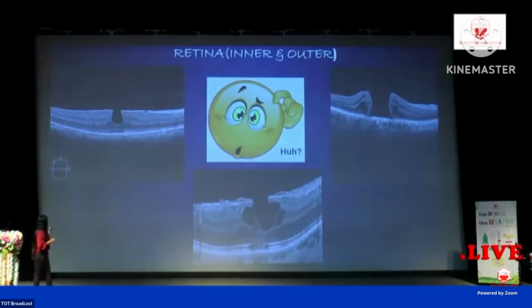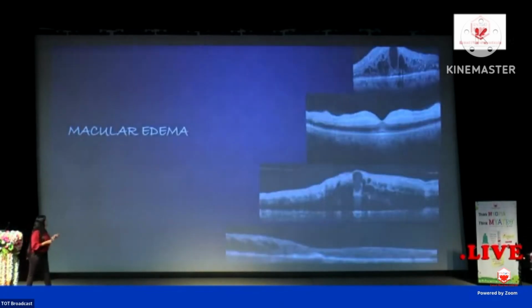Are you confused between the three? Here you can see an epiretinal membrane that gives us a pseudo-hole-like appearance, but the retinal anatomy is maintained. Here there is splitting of the inner retinal layer from the outer retinal layer, and here no retinal layer is identified. So this is a case of pseudohole, this is a lamellar hole, and this is a case of full-thickness macular hole. Macular edema can present in various diseases.